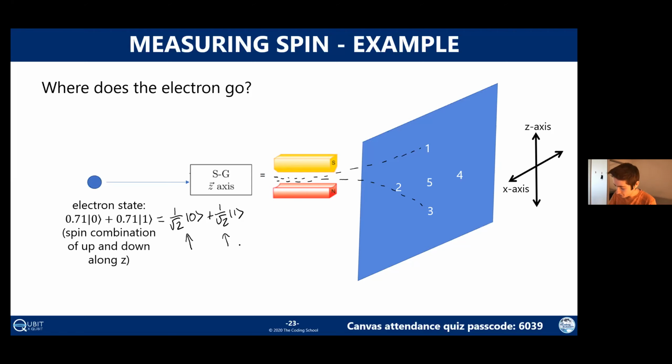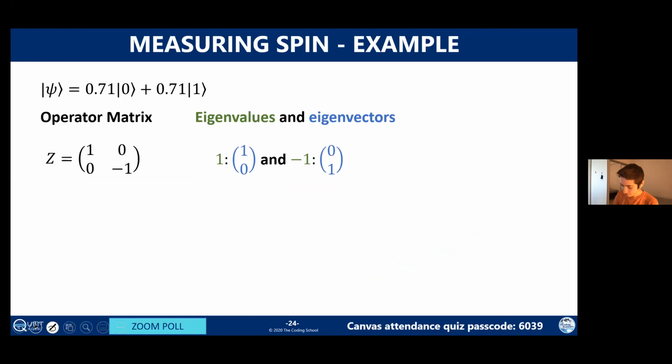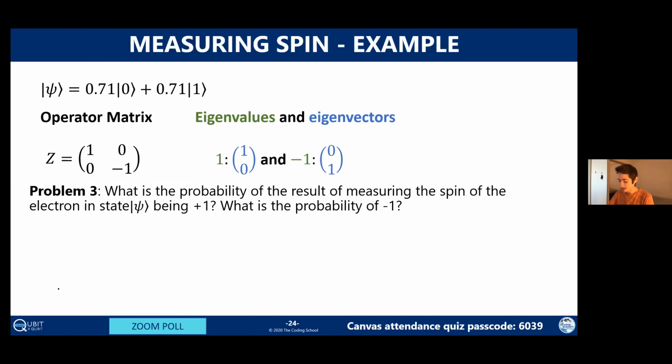So let me move on to the actual problem we're going to ask here then. I just bring this up, this Stern-Gerlach example. Remember this, that the answer is the electron goes to 1 and 3. Okay, so let's do one more problem. What is the probability of the result of measuring the spin of the electron in state psi being 1? Follow-up question, what is the result of it being -1?